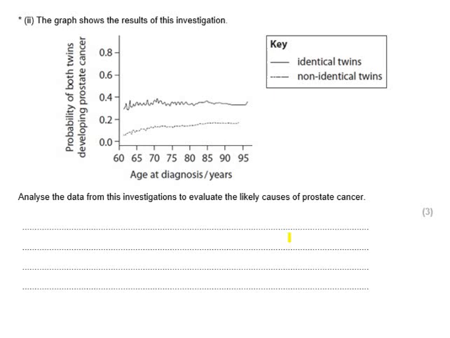And this is what the final graph is. So we've got the probability of both twins developing prostate cancer and their age at diagnosis. The straight line is the identical twins, and then the dashed line is the non-identical twins, which you always want to color in to just help you figure things out. Analyze the data from this investigation to evaluate the likely causes of prostate cancer. So by the end of this question, you should form an idea of what it is that causes prostate cancer using the data. We need to be referring to the data.